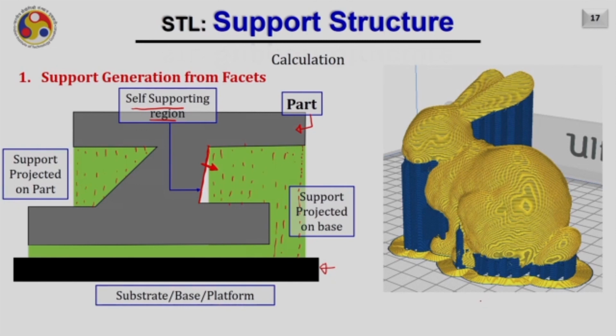Now I'll show you one example of the support generated in a commercial package, and here you can see that these overhanging features require the support, and the support is projected on the part. So this particular support is projected on the part. While look at this support here in this zone, the support is projected till the platform or base. Hence, this is the support projected on the base. In a similar fashion, you can see some supports that are projected till the part only, and some supports projected on the platform.